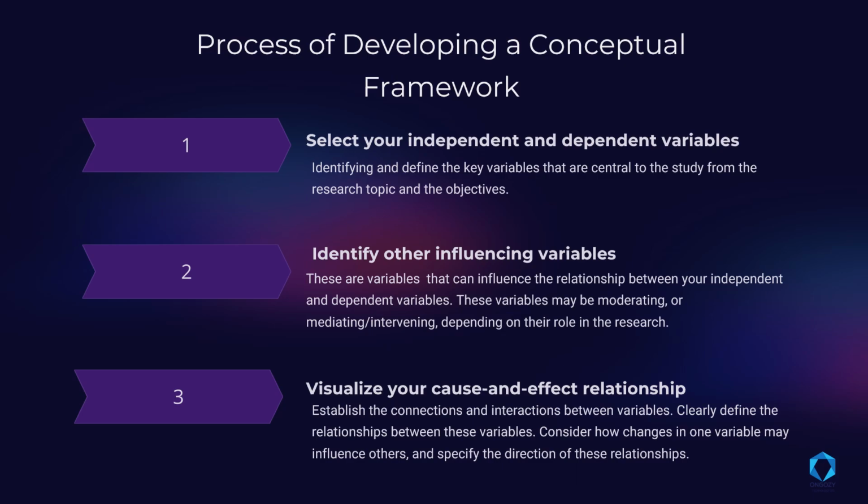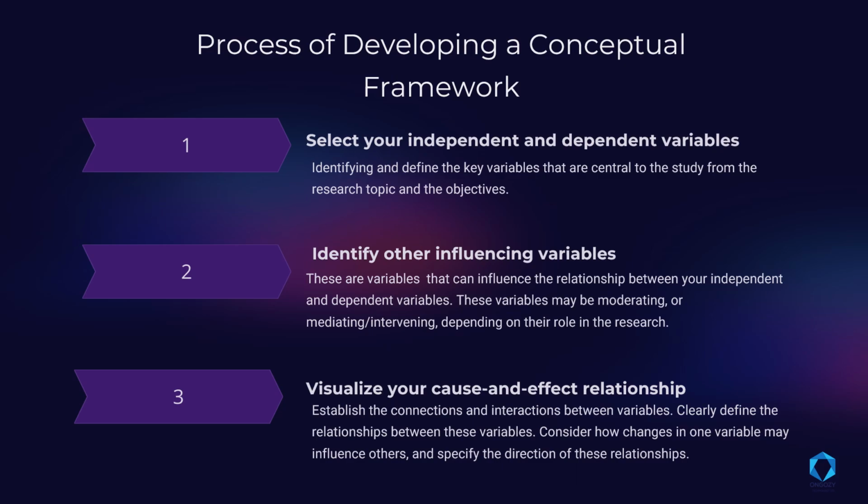So number two, you identify the other influencing variables. Of course, there are other variables that exist. Some people call them mediating variables or intervening variables, and they are also moderating variables. Okay? So depending on the role of those variables, they are not the main ones, but they're intervening variables. So identify the intervening variables or the moderating variables in your topic or objectives.